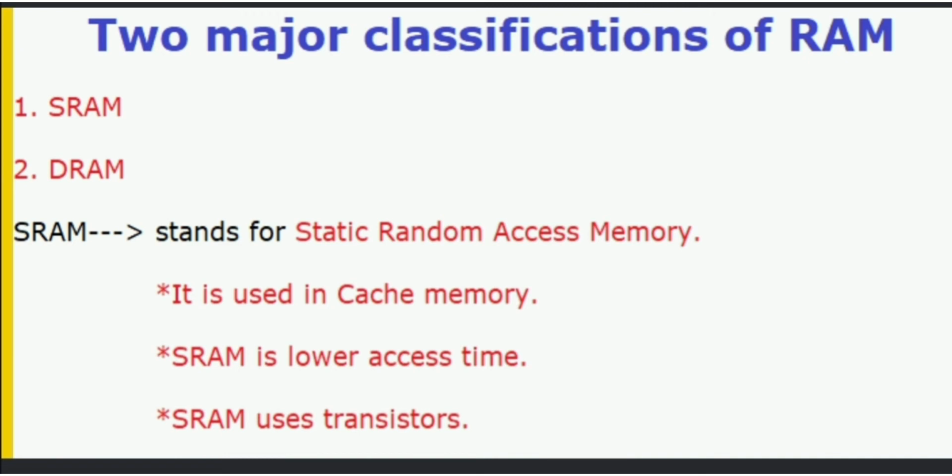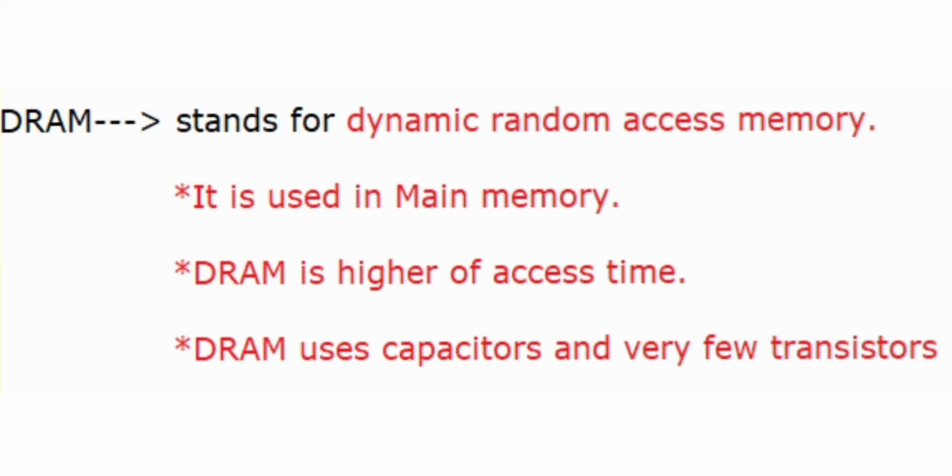Two major classifications of RAM: SRAM and DRAM. SRAM stands for Static Random Access Memory. It is used in cache memory. SRAM has lower access time. It uses transistors. The second one is DRAM. DRAM stands for Dynamic Random Access Memory. It is used in main memory, meaning in computer memory. DRAM has higher access time. It uses capacitors and very few transistors.